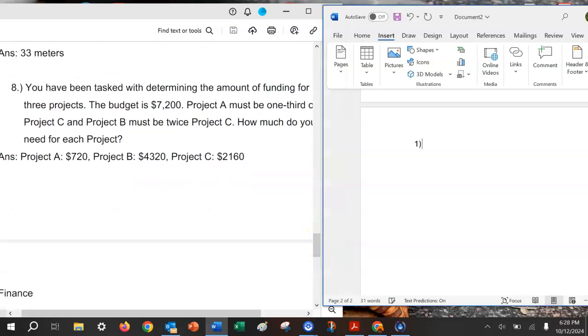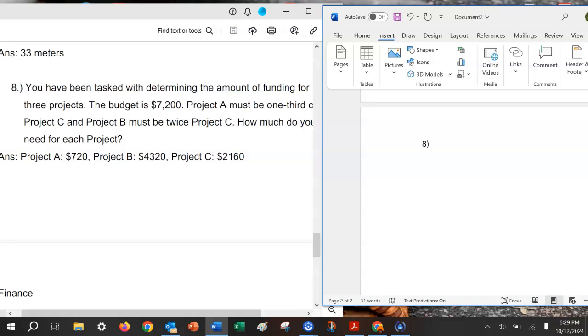So actually let me call this number 8. There, that's better. So this is the one that gave me fits that day, and I'm sure it gave you some fits too. So you've been tasked with determining the amount of funding for 3 projects. The budget is $7,200. Project A must be 1/3 of Project C, and Project B must be twice Project C. How much do you need for each project?